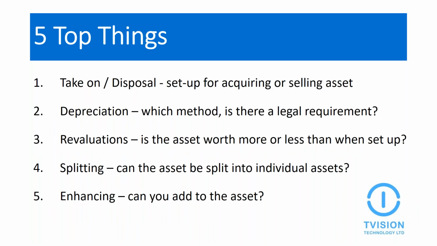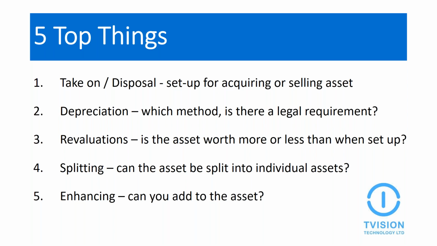Okay, so the top 5 things that we're going to show you about fixed assets and depreciation today are, first of all, take on or disposal. So this is the first stage of setting up the asset that you've recently acquired, or the process of selling an existing asset. Next is how to set up the method of depreciation, so it could be straight line or diminishing value. There are about 5 standard ones available in the system.